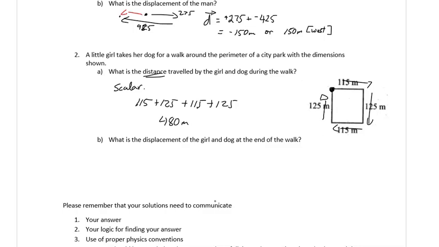But if we want to know the displacement, well, she starts here at point A. She actually ends also at point A. And so what that means is the displacement, meaning a vector quantity, is actually 0 meters. There is no overall change in position.